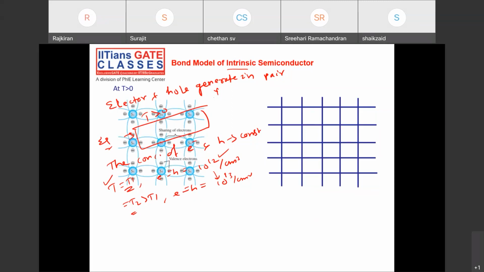So at t greater than 0, the electron-hole pairs generate. But how does the concentration remain constant? It means whenever they are generating, in some other place there is recombination going on. So since at a particular temperature the generation rate equals the recombination rate, the concentration remains constant. Clear?